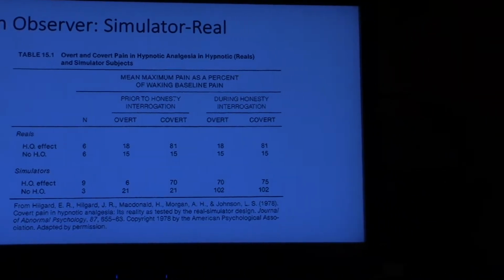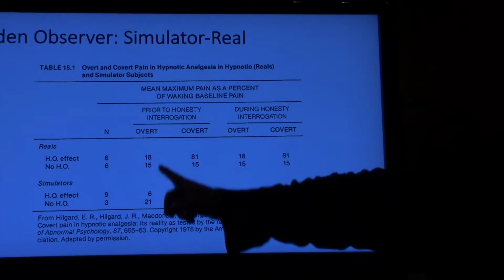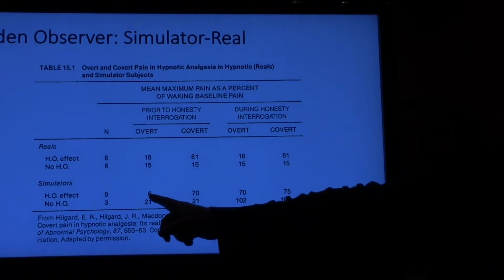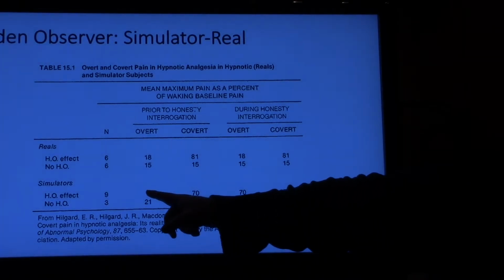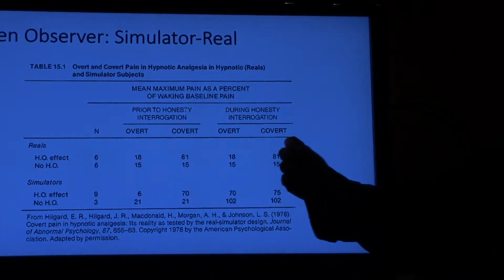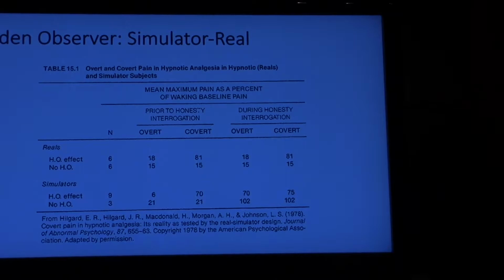The one thing here that I want to bring to your attention is, notice the difference between during the actual session, prior to honesty, they gave their pain a 6. During the honesty, it's a 70. That's a big difference. Whereas if you look at the difference between during and after for the reals, the numbers are basically identical.